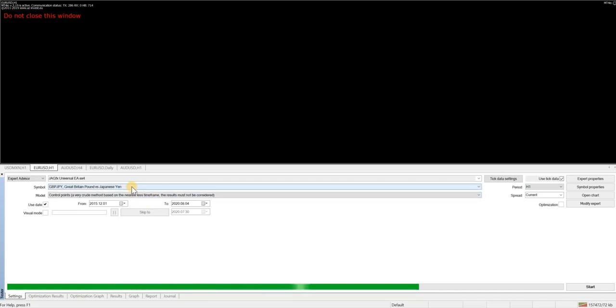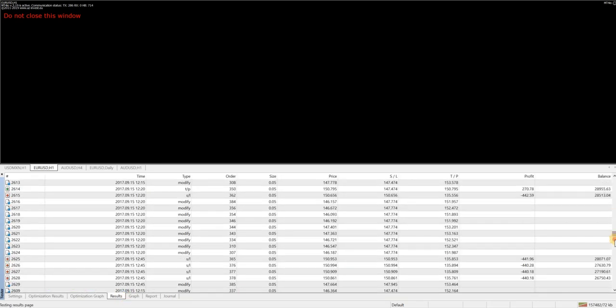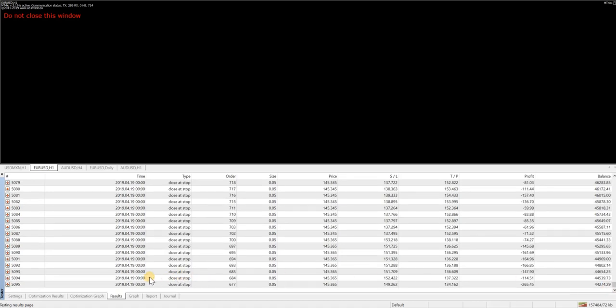So I'm running it on the 1 hour GBPJPY, the pound Japanese yen. There's the 1 hour. I've got tick data, but I'm using control points, so that's not relevant at the moment. But with this EA, it's pretty close using control points. So I'm running it from the 1st of the 12th, 2015 through to today, basically. But I've stopped it early. I've actually stopped it on the 19th of the 4th, 2019, all right?